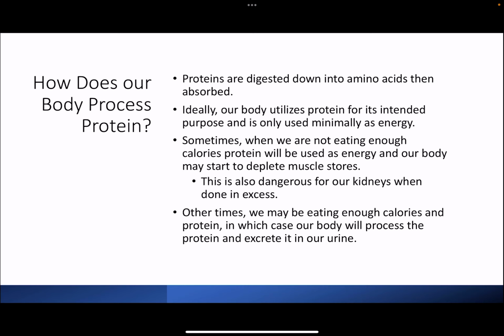Other times we may be eating enough calories and enough protein, and if we continue to eat too much protein, our body will process the protein and often excrete it out in our urine.